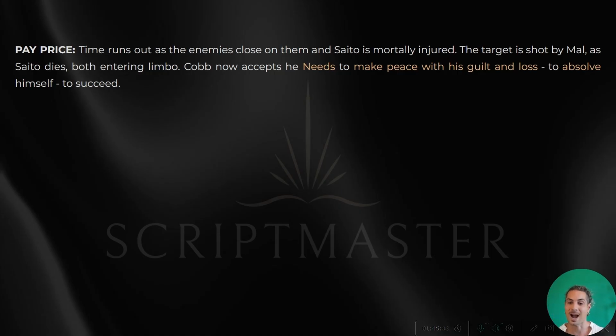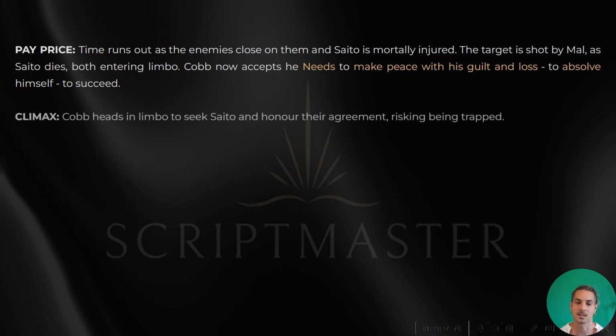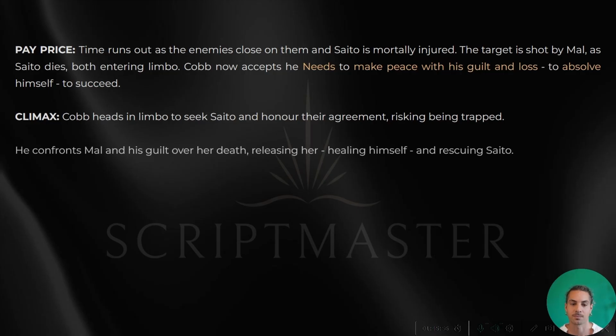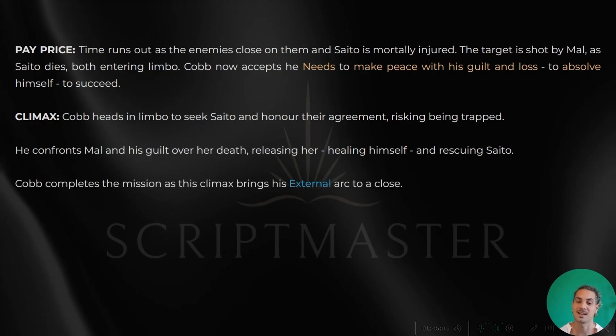Cobb now has to accept that he needs to make peace with his guilt and loss, to absolve himself and release himself of Mal to succeed. And therefore, in the climax, he heads into limbo to seek Sato and honor their agreement, risking being trapped himself. He confronts Mal and his guilt over her death, releasing her, healing himself in doing so, and rescuing Sato as a reward. So he completes this mission, and this climax brings his external arc to a close.